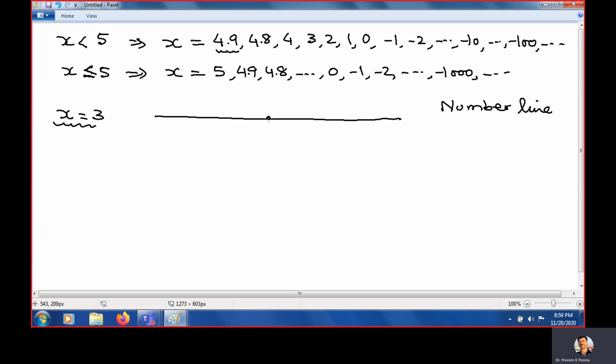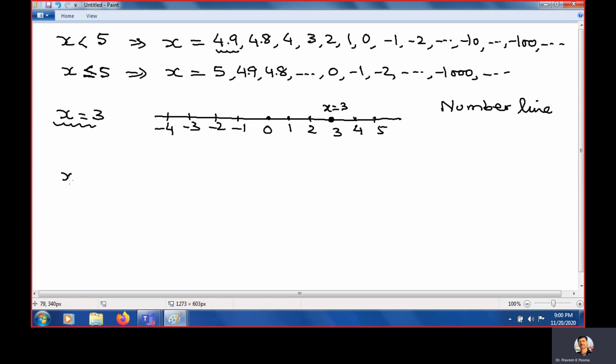Clear? If we want to draw the graph, this is 0, this is 1, this is 2, this is 3, this is 4, this is 5. Similarly, this is minus 1, minus 2, minus 3, minus 4. Clear? This is the number line. So x is equal to 3 means only a single point is the solution. This is x is equal to 3. Only one point is the solution. Why? Because x is equal to 3 means only one solution.